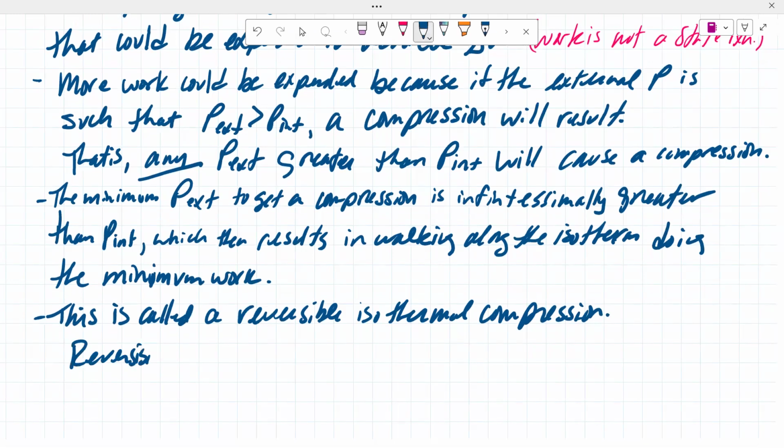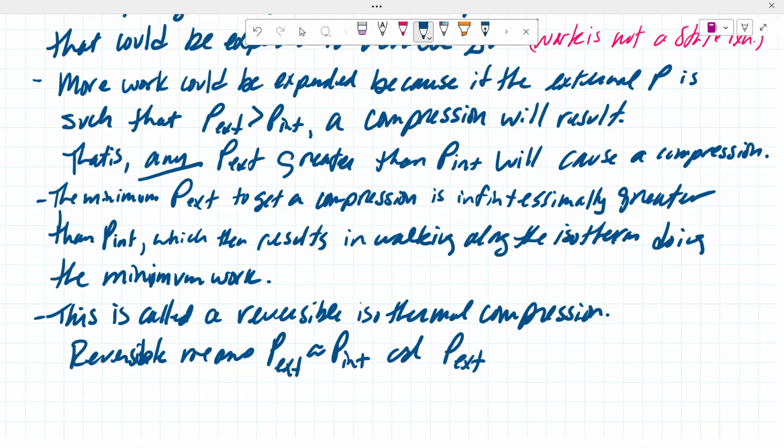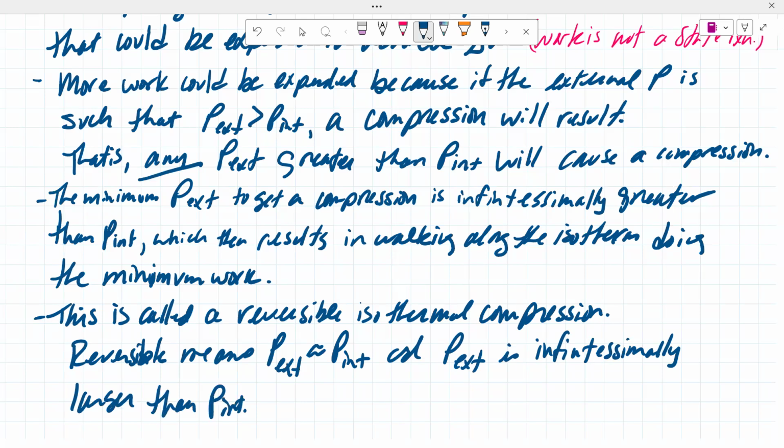Reversible means P external approximately equal to P internal, and P external is infinitesimally greater than P internal. All right. What exactly does this mean?